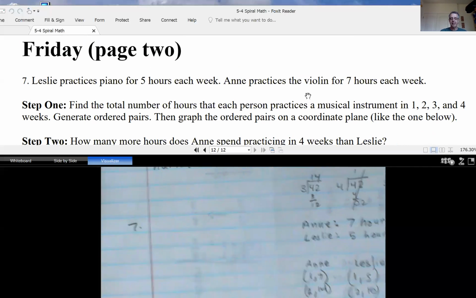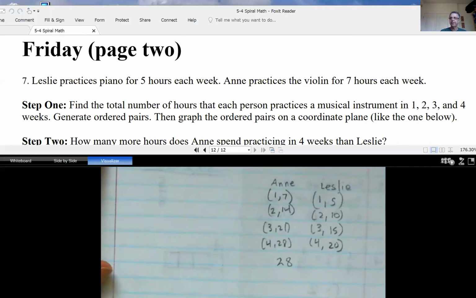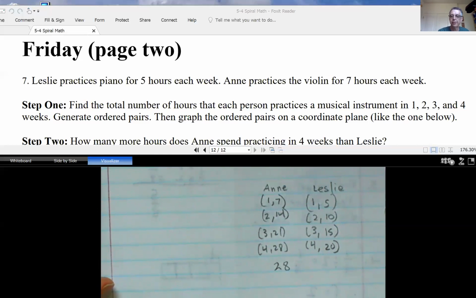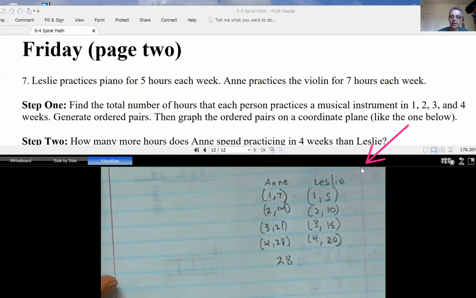So what I did is I went ahead and made some ordered pairs. Basically what I did is I took my numbers and used my stylus. So with the number 1, I put week 1 here for Anne, week 1 for Leslie, week 2 for Anne, week 2 for Leslie, week 3, week 3, week 4, and week 4. Then I started off with Anne had 7 hours each week. Leslie had 5 hours each week. And then we start to show that they add up.